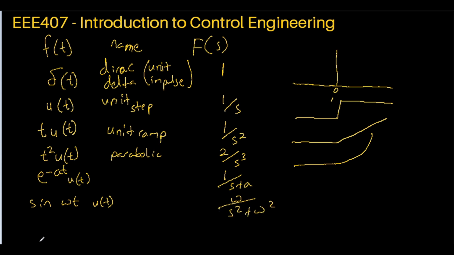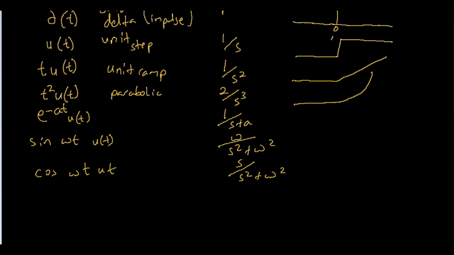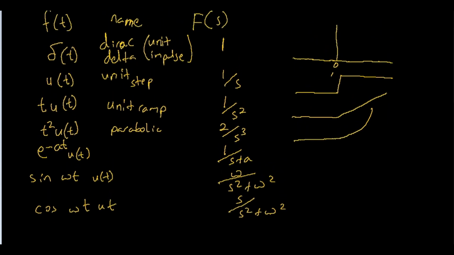And then the cosine of omega t, u of t, is s over s squared plus omega squared. Okay, so those are the Laplace transforms. This is the basic table that we typically tend to have.